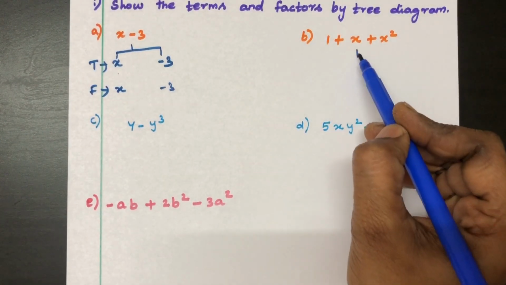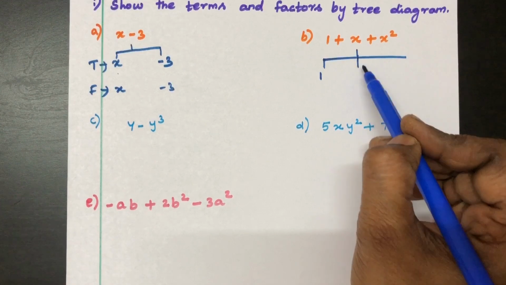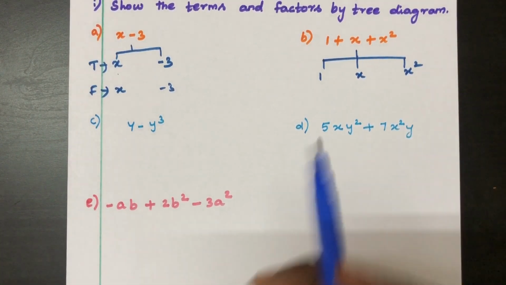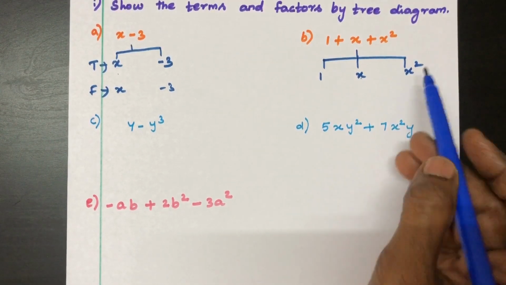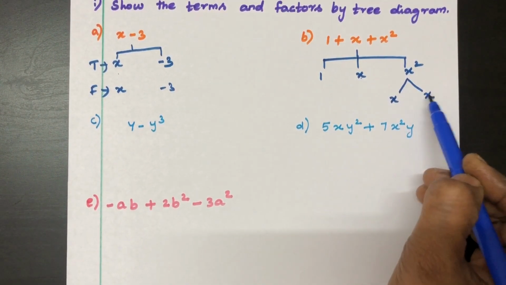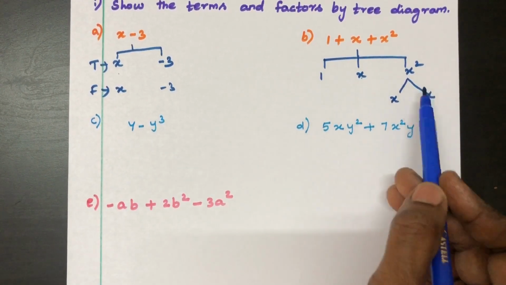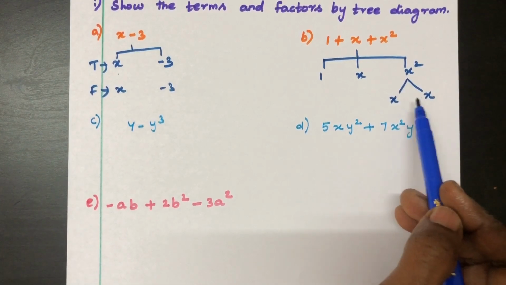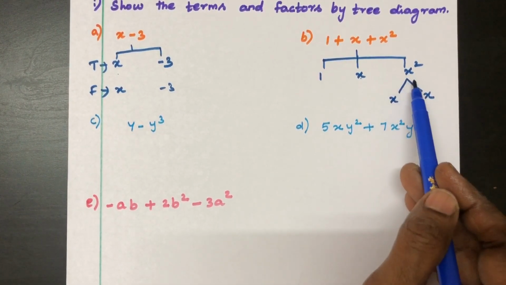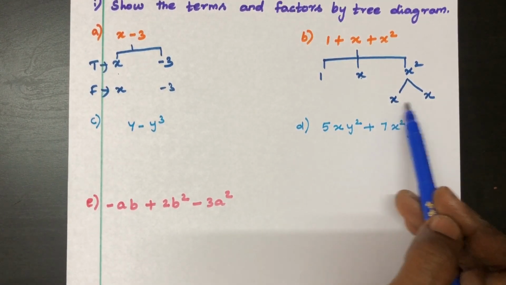Here, how many terms are there? 1 is the first term, x is the second term, x square is the third term. So 1 is the factor for 1, x is the factor for x. For x square, x is a factor and another x, since x into x is x square. We can split it like that. For factors, we need to split the given term into pieces. That's all. X square means x into x.